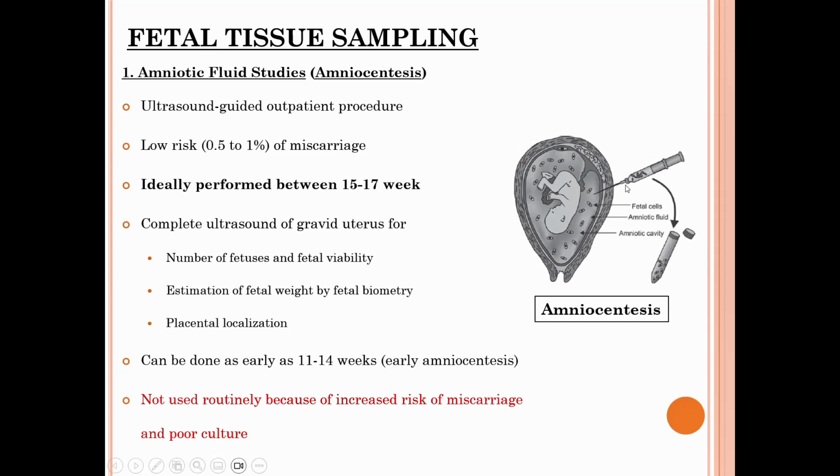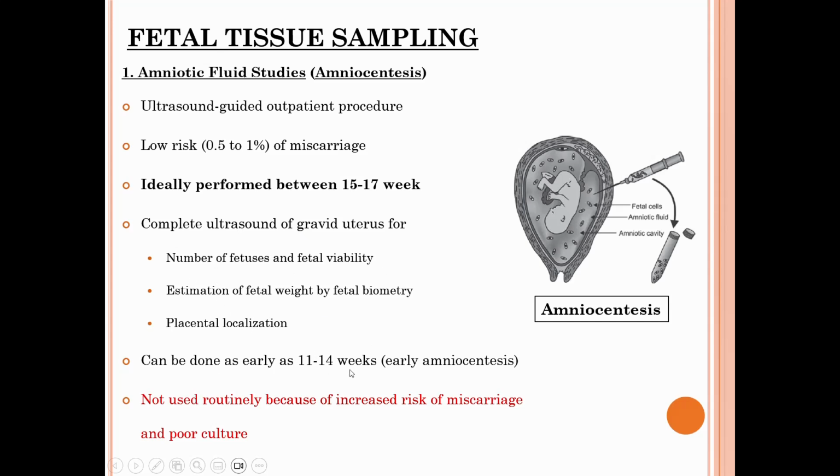You are taking the amniotic fluid. It is having low risk, 0.5 to 1% of miscarriages, ideally performed between 15 to 17 weeks. Again an MCQ question: complete ultrasound of gravid uterus for number of fetus and fetal viability first should be done. Estimation of fetal weight should be done by fetal biometry, and placental localization should be done, so that you should not do any damage to the fetus.